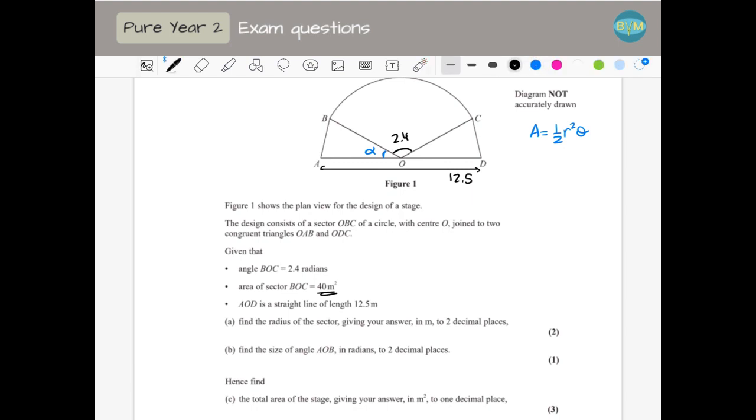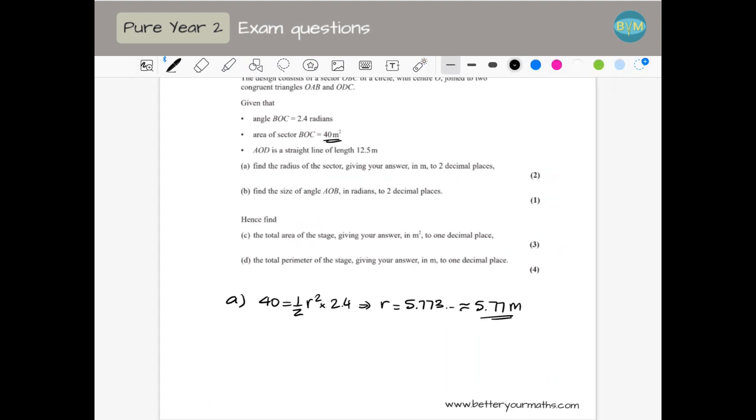So alpha, we can say, is pi minus 2.4 to have the two small angles, and then divide by 2. It says round in radians to two decimal places. So we divide with the calculator and we get, to two decimal places, 0.37.